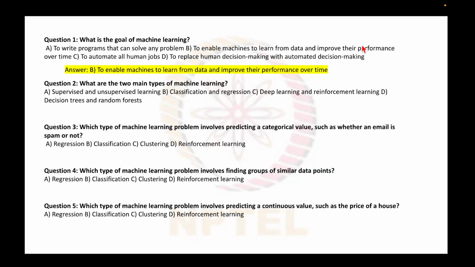Which type of machine learning problem involves predicting a categorical value as an output? For example, consider whether an email is spam or not. Is it regression, classification, clustering, or reinforcement? So classification is the one that is involved in predicting a categorical value.